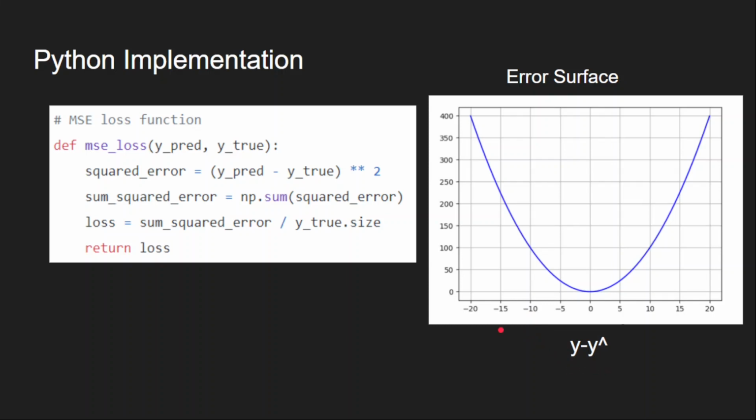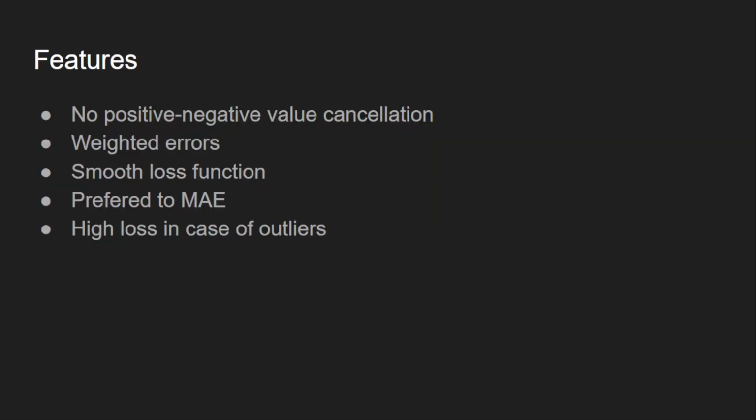Now what happens in case of outliers? Obviously the loss will be very high, right? Because outliers are the values which are far from your normal distribution. So obviously the error values for those outliers will be very high, and the MSE value is much higher because of the squared term. These are the features of MSE loss. As we are doing the squared term here, we don't have positive and negative value cancellations. Everything we get is in positive values between 0 and infinity. And we are adding weightage to the errors because of the squaring effect.